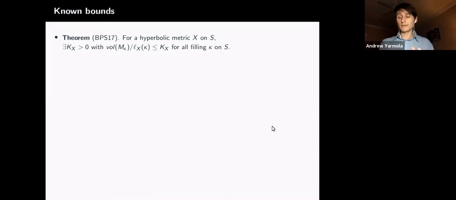So for any kappa, the constant depends on the surface and on the metric, but the choice of curves doesn't matter. You get an upper bound. So I wrote it here as the volume is less than this constant times the length.